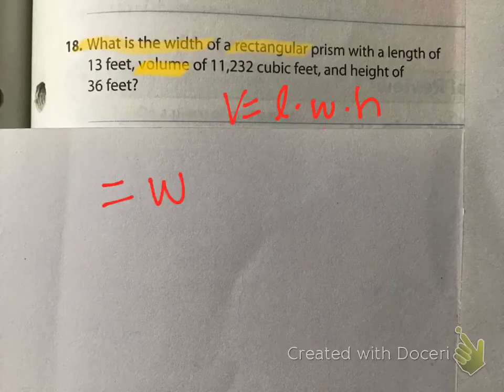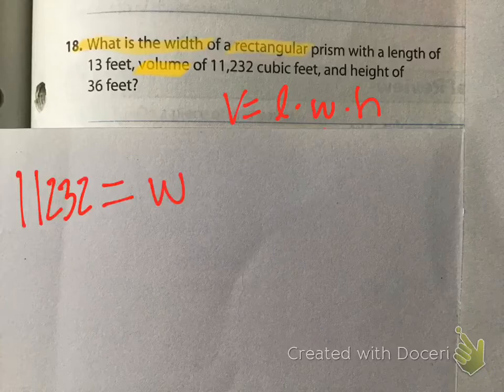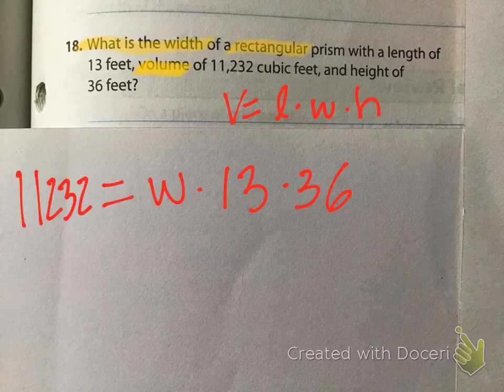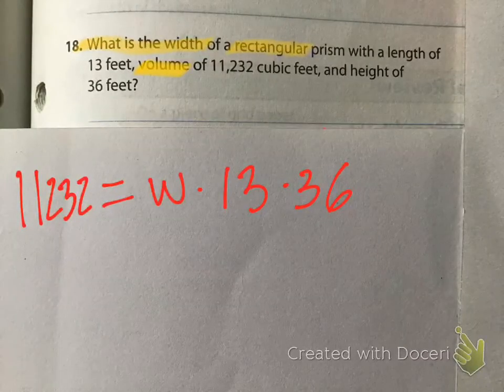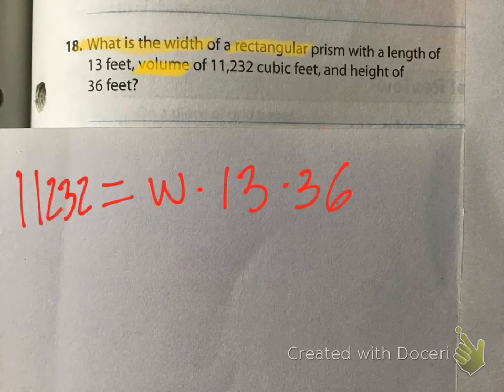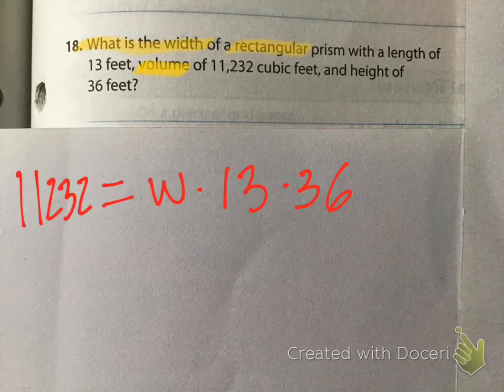Now, volume is 11,232. We don't know our width. We know our length is 13, and we know our height is 36. Now, what is that word I always ask you to do? What is it that I always tell you we need to do? Exactly. We isolate the variable. So here we've got our variable and we're multiplying our variable. So how are we going to isolate the variable? How do we isolate it when our variable is being multiplied by something? Excellent. We divide, says Izzy.